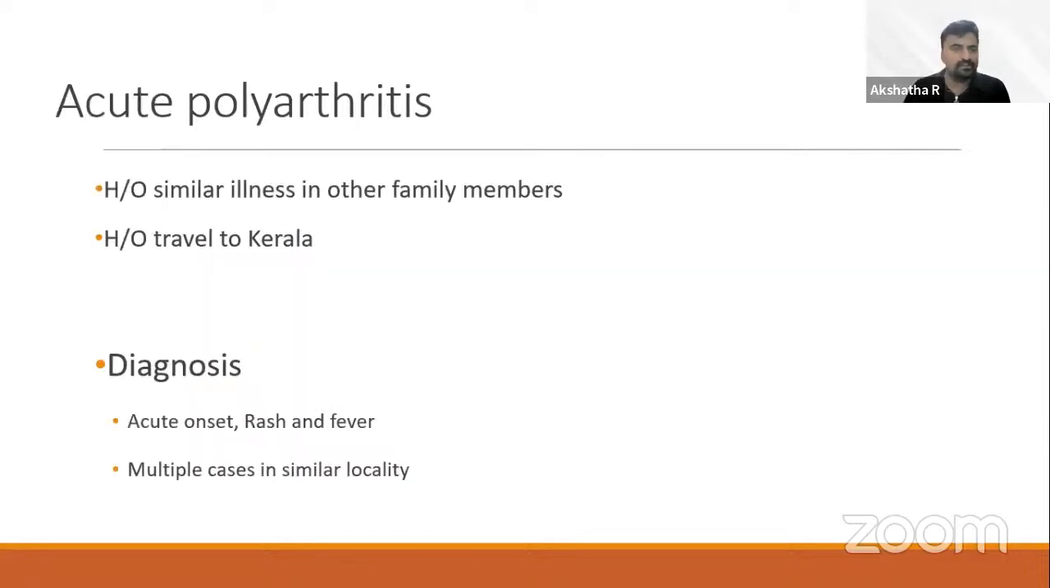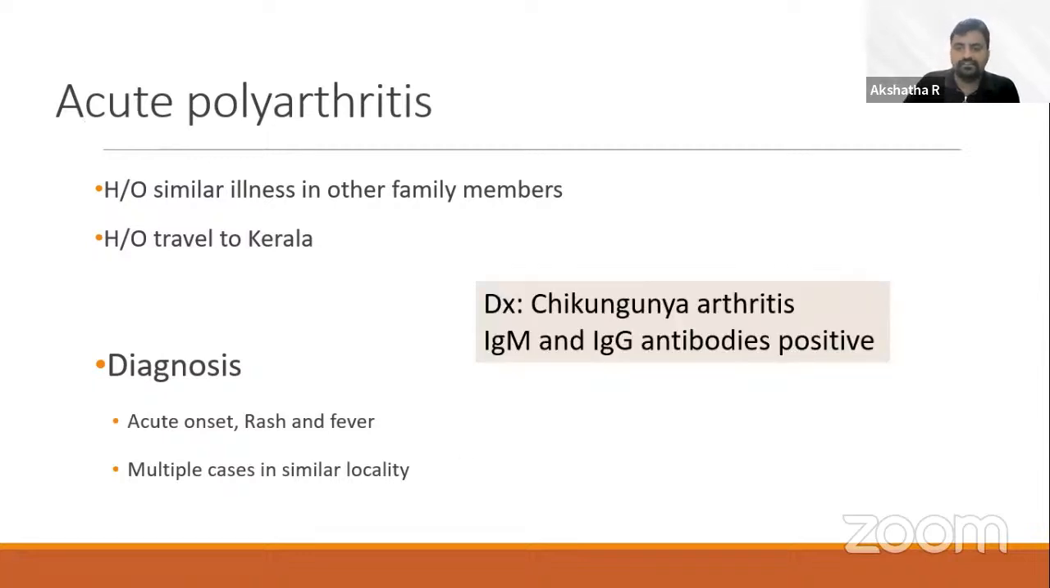Our patient had a history of similar illness in various family members and in the neighborhood, and there was a history of travel to Kerala, and this patient had acute onset rash with fever with multiple cases in a similar locality. So this was a case of Chikungunya arthritis, and on investigation, the IgM and IgG antibodies were positive.